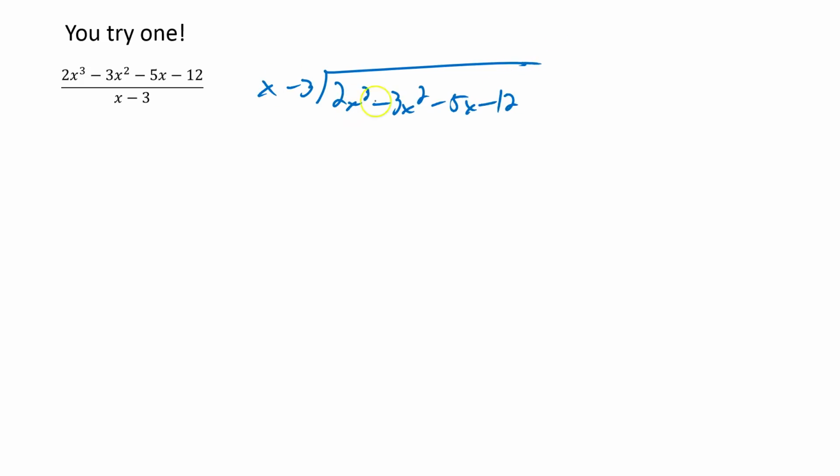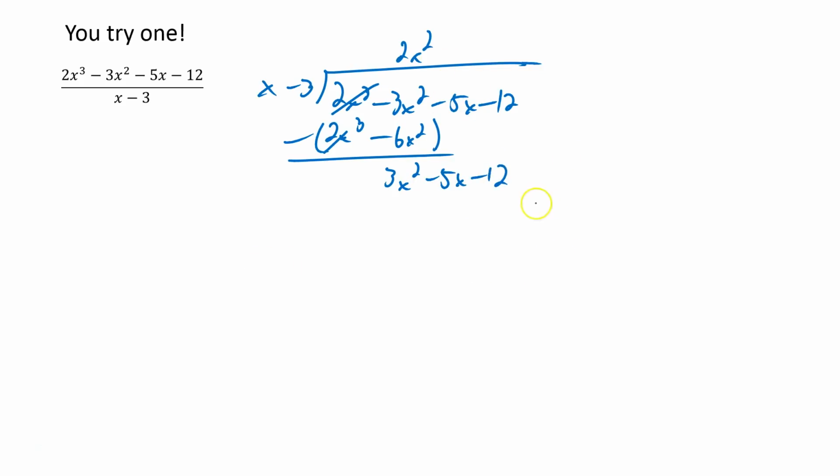So x into 2x cubed, we need a 2x squared there. So put 2x squared up top, multiply down: 2x cubed minus 6x squared. Those cancel. Negative 3 minus a negative 6, that's negative 3 plus 6, will give me a positive 3x squared. Minus 5x minus 12 comes down.